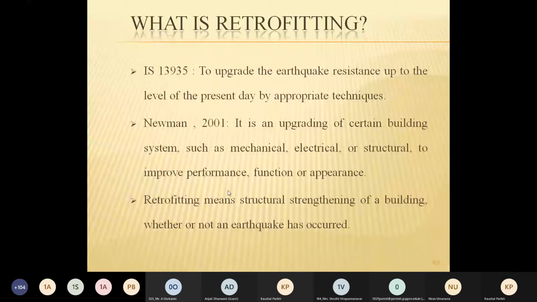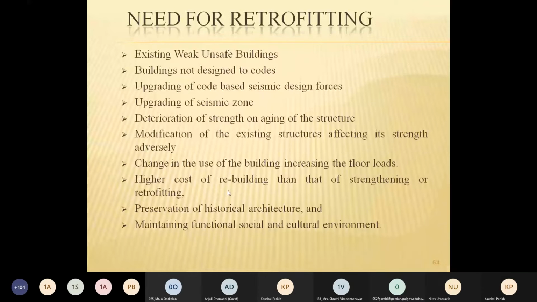The first one is an existing weak, unsafe building which requires retrofitting. A building not designed as per the codes needs retrofitting to enhance its load carrying capacity, to catch up with the load carrying capacity required against the earthquake. Another reason is upgrading of the code based on the seismic design forces.